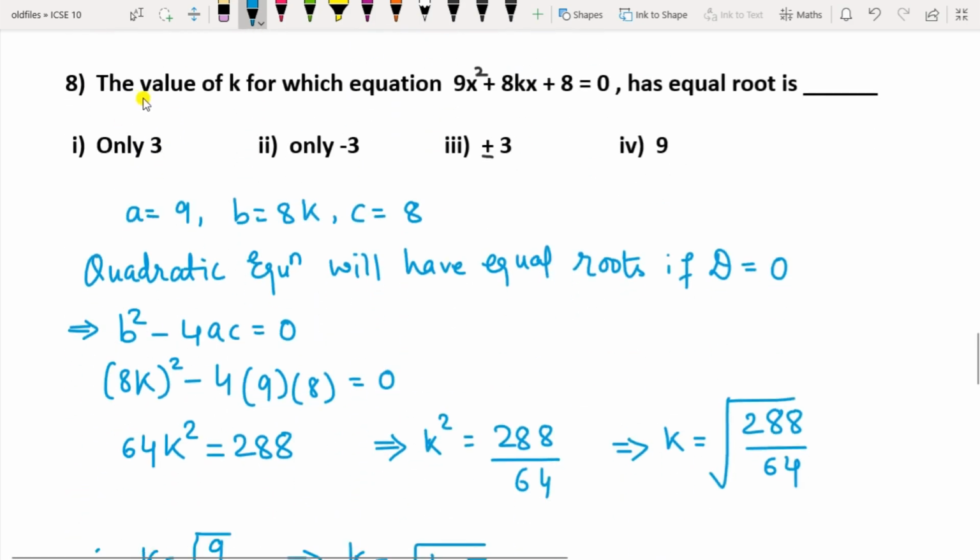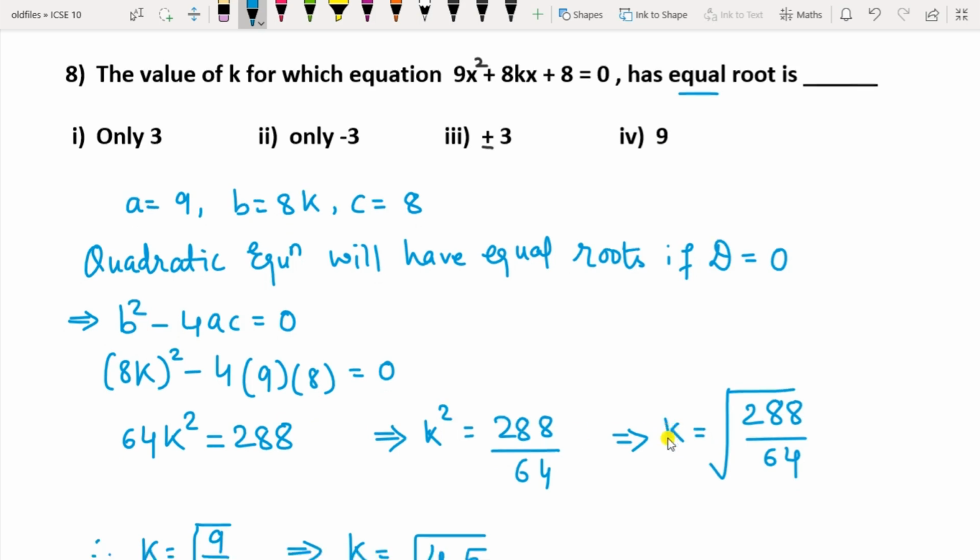Question number 8 here is, the value of k for which the equation 9x square plus 8kx plus 8 equal to 0 has equal roots is? Now it is given as equal roots. So first write the values of a, b and c from the given equation. A is 9, b is 8k and c is 8 here. When the equation has equal roots, D is equal to 0, that is, the discriminant is equal to 0. D means b square minus 4ac equal to 0. Substitute the values of a, b, c in this equation.